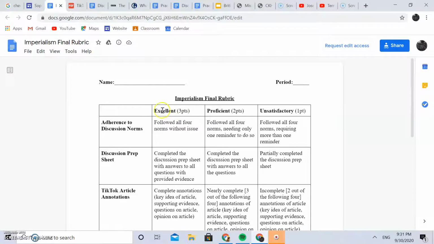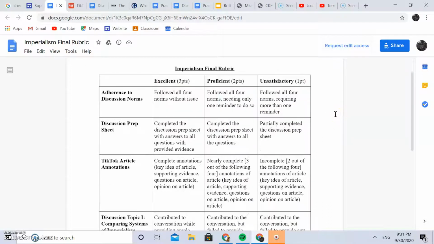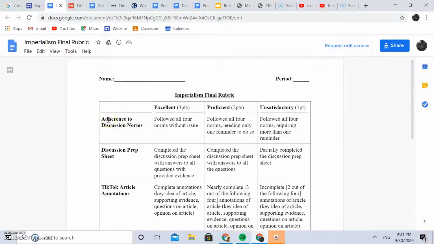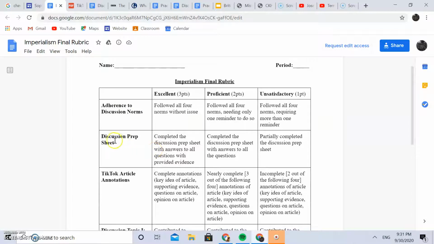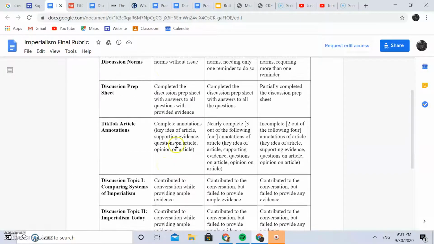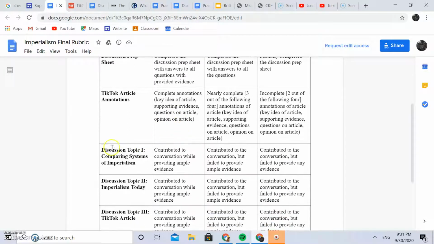So I just have 3 categories: excellent, proficient, unsatisfactory. And if they totally drop the ball, then they'll get 0 points. And I have a couple things. So adherence to discussion norms, that's that discussion norms worksheet I showed in the previous video. Discussion prep worksheet, like when they turn it in, how completed is it and how in-depth is the completion. The TikTok article annotations, they're supposed to answer questions on the TikTok key ideas, supporting evidence, questions on the article, opinion on the article, that kind of stuff, which is kind of like a mini assignment I'll make for them.